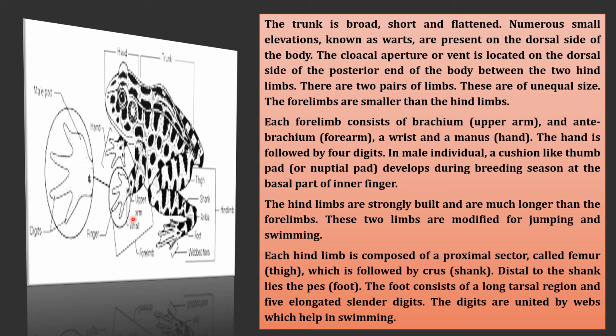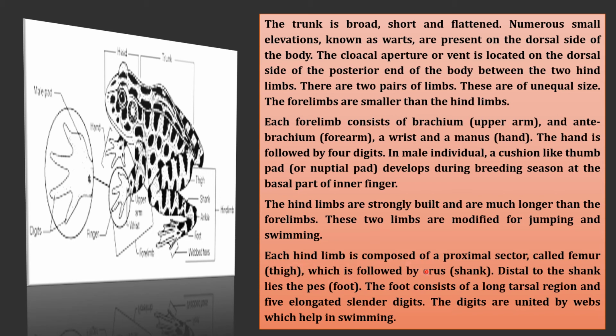Now the hind limbs are strongly built and are much longer than the forelimbs. The hind limb is stronger and much longer than forelimbs. It happens in both male and female. But this thumb pad develops only in case of male toad. Now, these two limbs are modified for jumping and swimming. That you also know. That's why a toad is called amphibia.